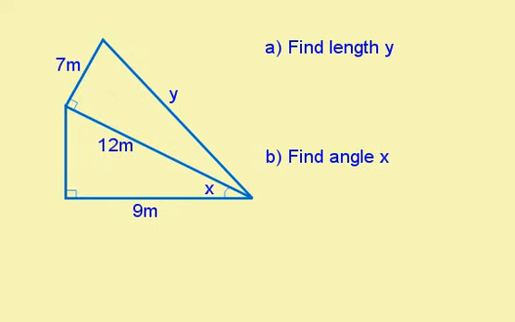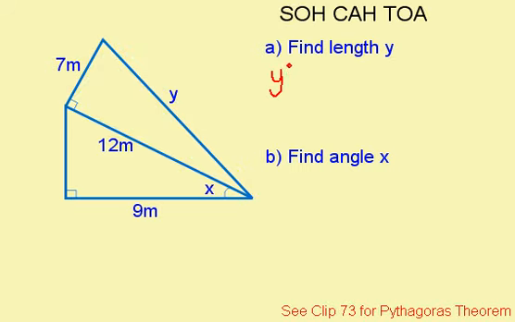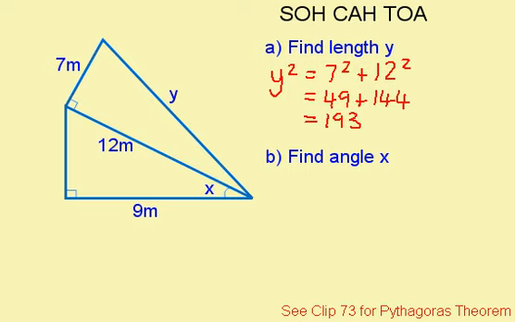This is a more difficult question. We're asked to find the length y, which is in this triangle. Because in this triangle we're not given an angle, but it is a right-angled triangle, we're going to use Pythagoras' theorem rather than trigonometry. So, y squared equals 7 squared plus 12 squared. This is 49 plus 144, which is 193. Because I want to find y, I need the square root of 193, which is 13.9 metres.